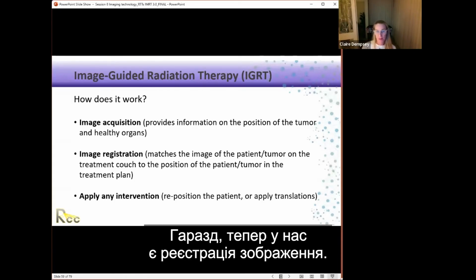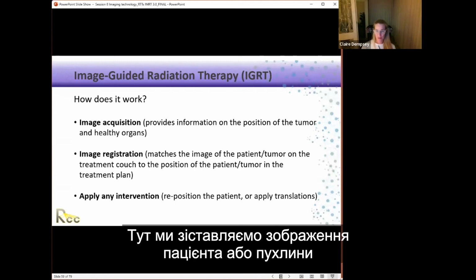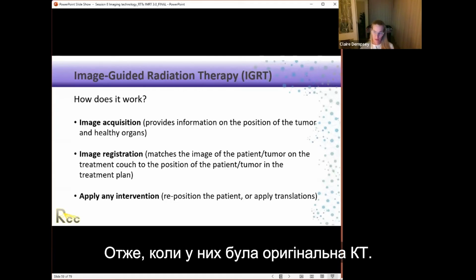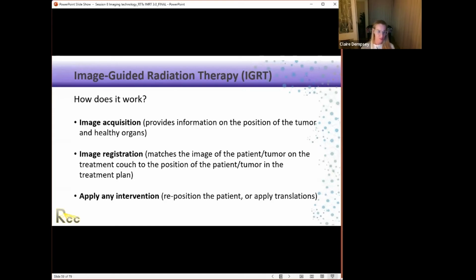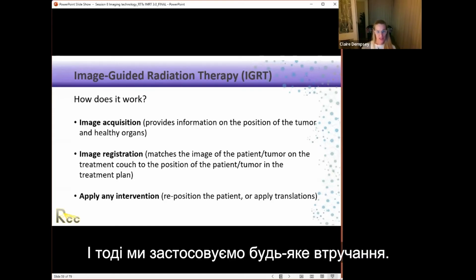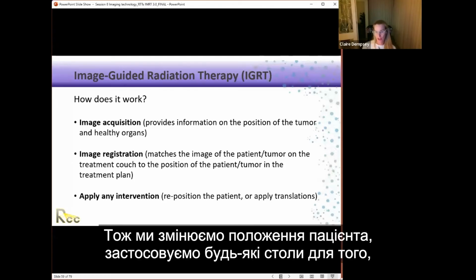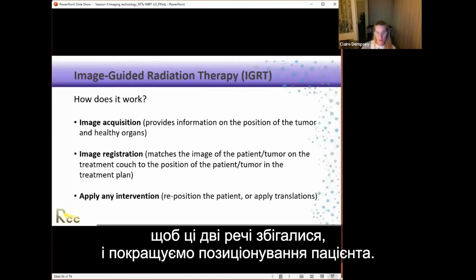Then we have image registration. This is where we match the image of the patient or the tumour on the treatment couch to the position of the patient or the tumour on the treatment plan, so when they had their original CT. And then we apply any intervention. We reposition the patient and apply any couch translations in order to get those two things to match up and improve our patient positioning.